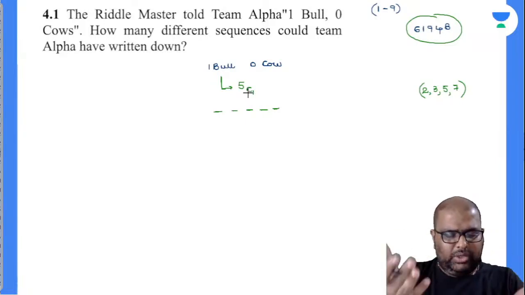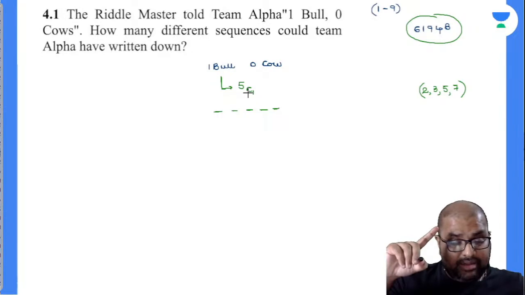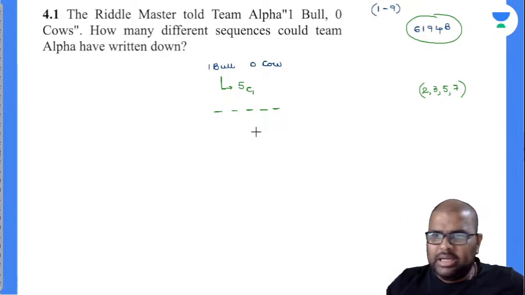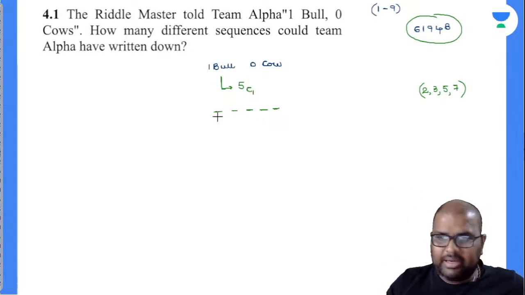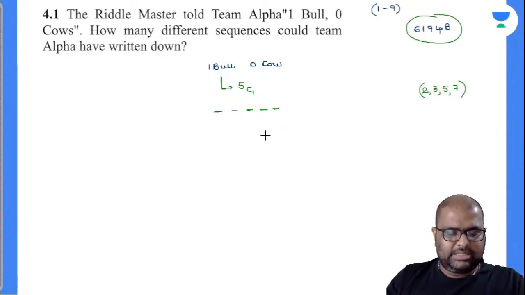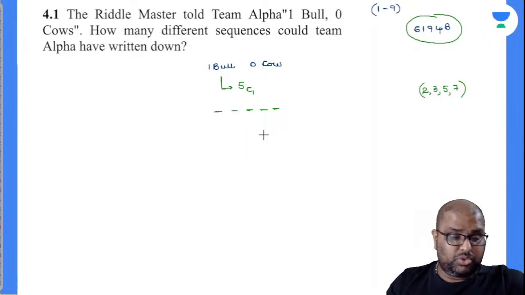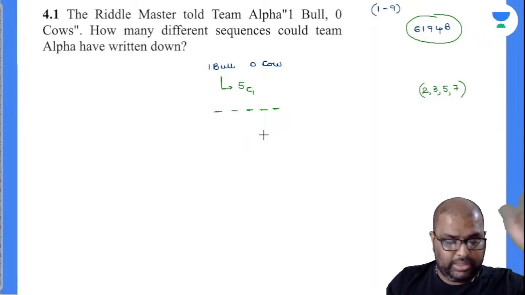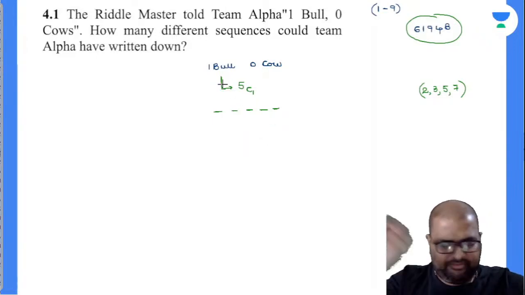So there cannot be a doubt that, sir, where will this number be? Either here or here or here or here or here. There is no such chance because you know the position also. Bull means you know the number, you know the position. So 5C1 done, perfectly done.